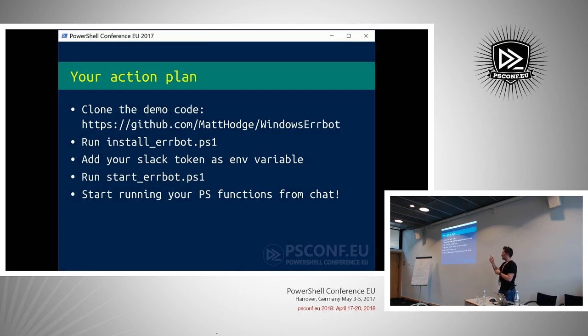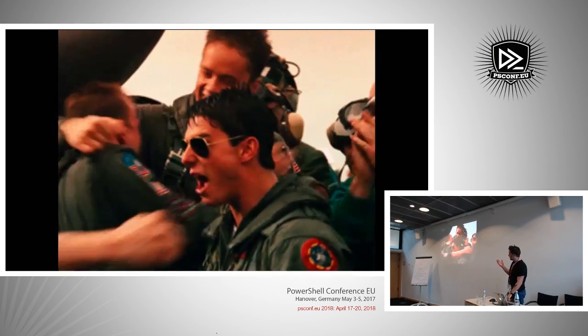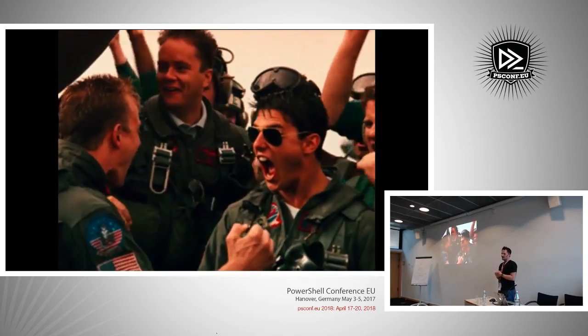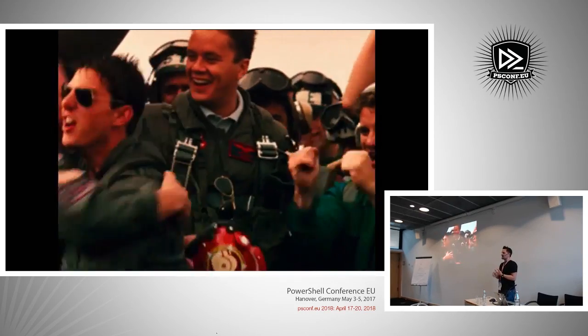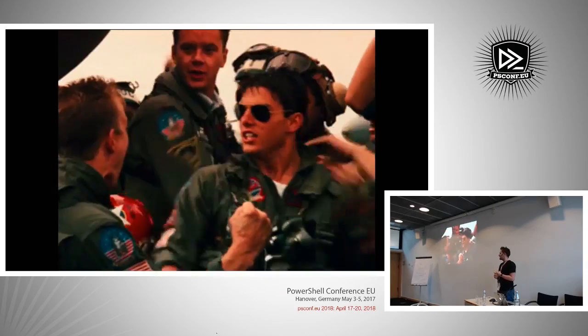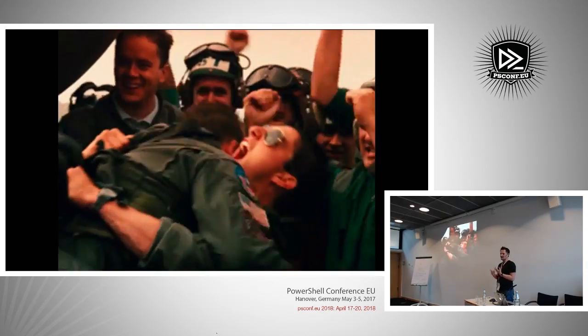So here's your action plan to get this started in your company. Go to that Git repo and clone it down. Run install errbot.ps1 and all your dependencies will be there. You're going to get your Slack API key and put it in your environment variable, and run start errbot.ps1, and your bot will be online in Slack. From there you can start putting a little bit of Python wrapper around your scripts and away you go. And then finally, your team will be like this when you give them new scripts now. They're going to be able to run it from their phones if they have the chat channel on their phones. It's going to be super easy for them to handle this.